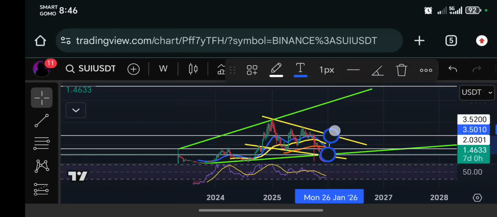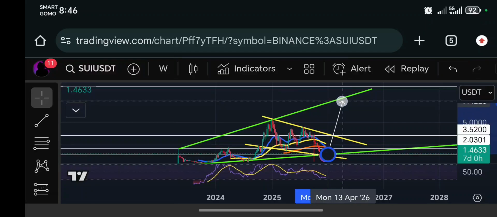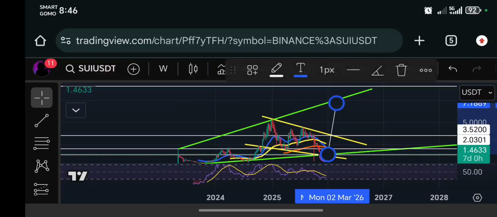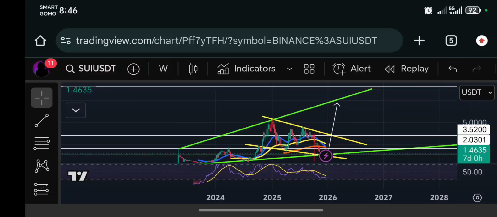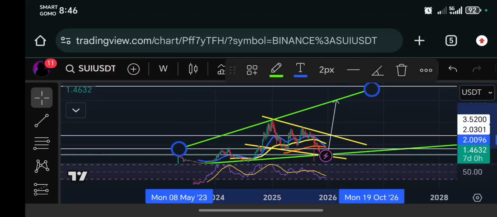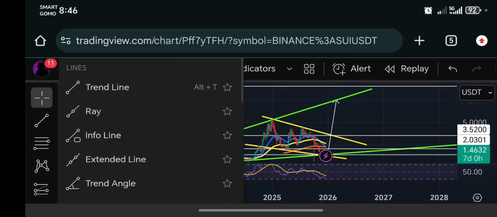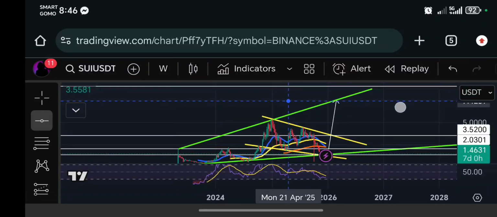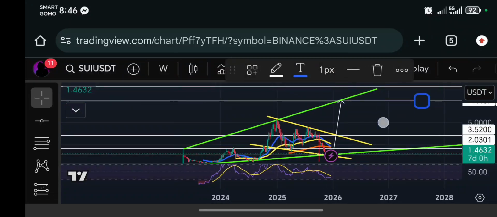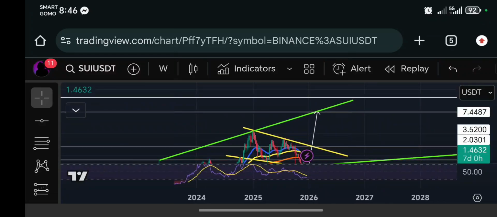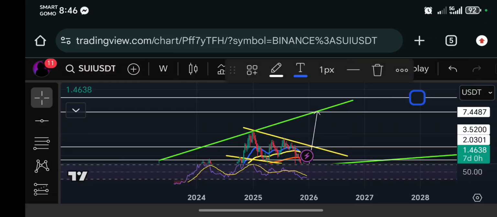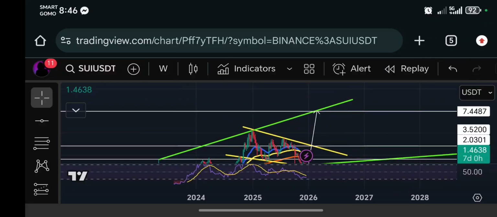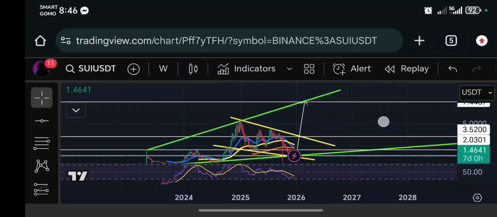Then I'm gonna extend this line to go through maybe around this March 2026. Okay, let's see where it plays out there. Okay, there you go. So as you can see here, we have some beautiful 7.4 US dollar for SUI as your bull market top.